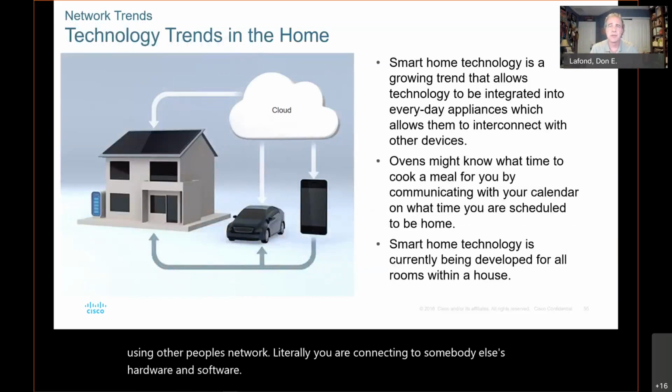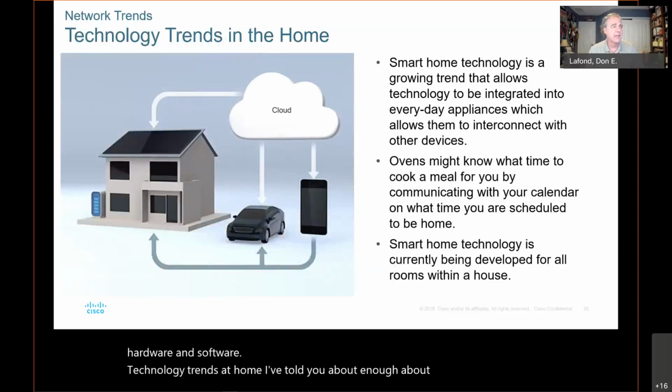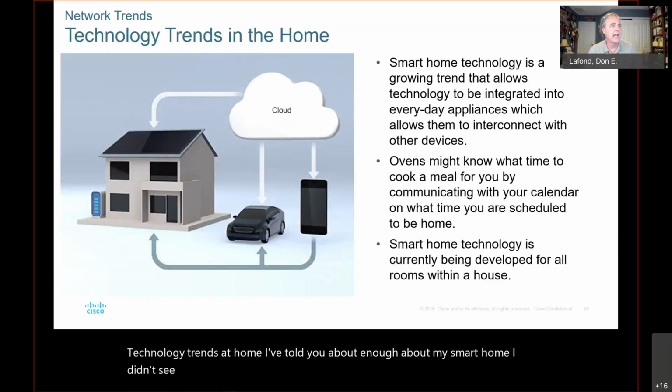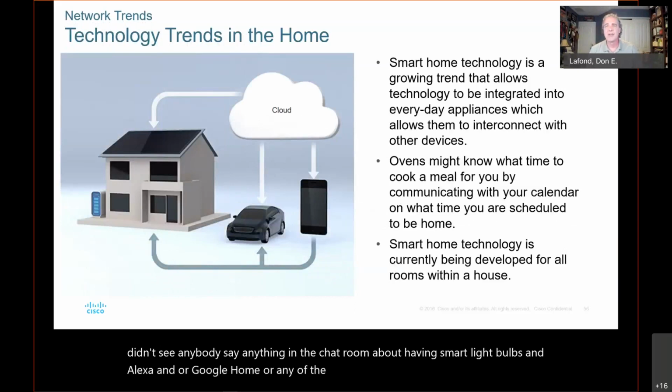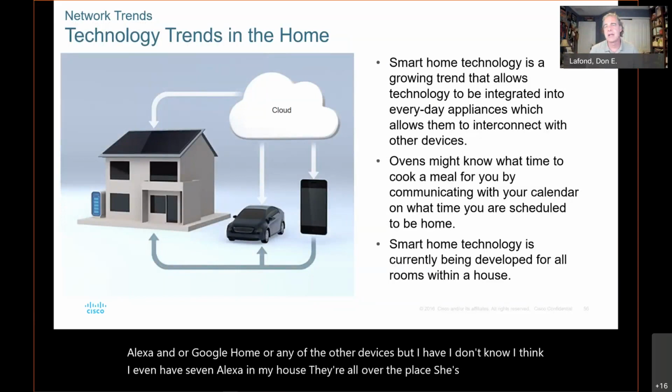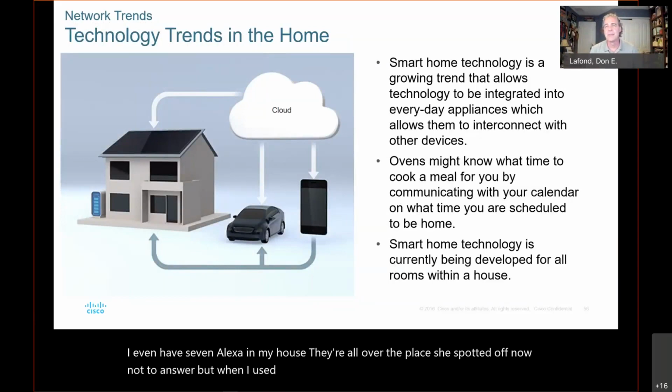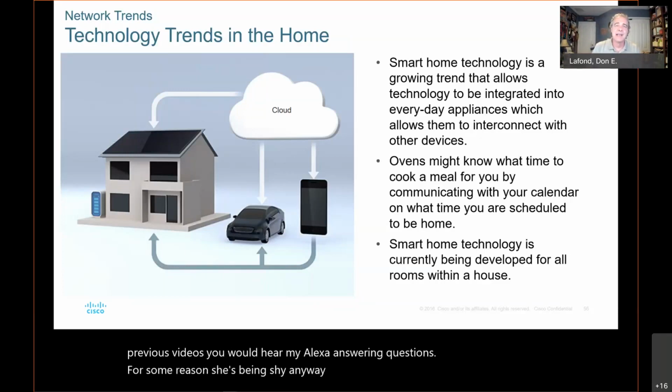Technology trends at home. I've told you enough about my smart home. I didn't see anybody say anything in the chat room about having smart light bulbs and Alexa or Google Home or any of the other devices. But I don't know, I think I even have 7 Alexas in my house. They're all over the place. She's smart enough now not to answer, but when I used to say her name, she would also answer. So in my previous videos, you would hear my Alexa answering questions. For some reason, she's being shy. Anyway, so everything is connected, and I love it.